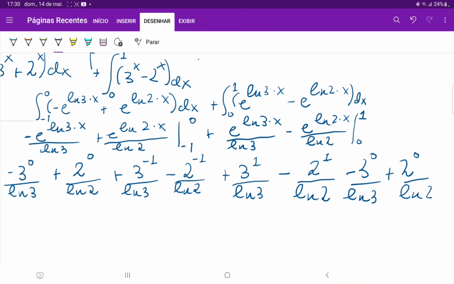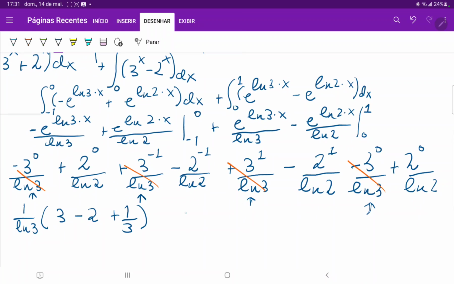So what we're going to do is join up everything with ln 3 and everything with ln 2. So I have 1 over ln 3 times 3. Let's see what else has ln 3. We have minus 3 to the power of 0, minus 3 to the power of 0. 3 to the power of 0 is just 1, so minus 2, and then we have this one over here, plus 1 over 3, right? So let us just cancel these so that we keep track of what we've written.